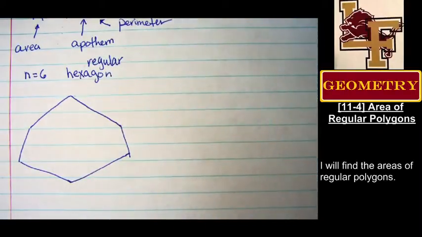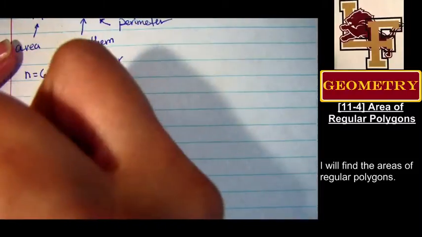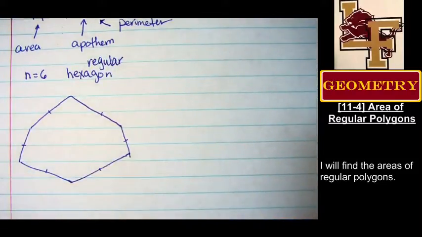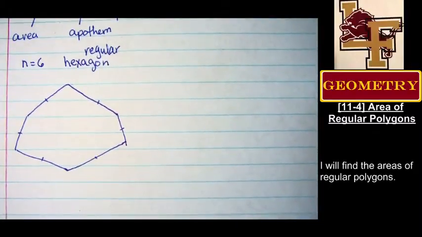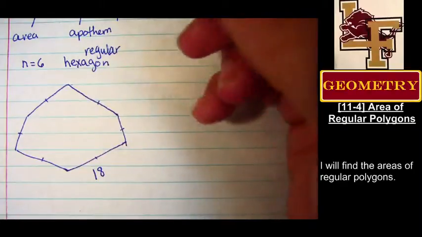All right, we're going to pretend that these are all equal measurements, okay? So I'm going to put the little line to show it's equal. Yes, 6-sided. That's perfect. I need the measure of a side. 18. All right. Now to draw the apothem.